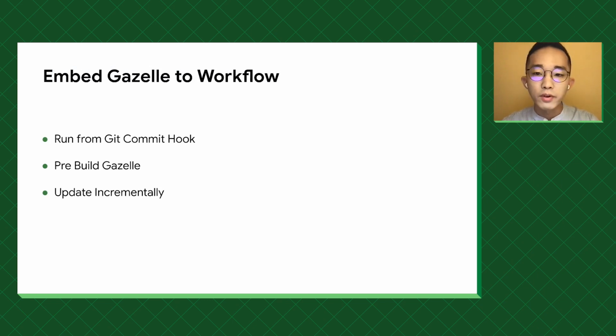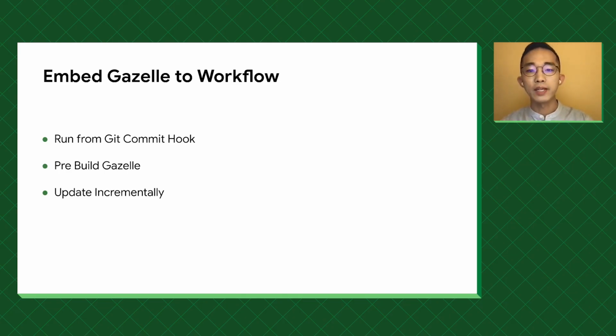Instead of changing the workflow, we create a small script to run Gazelle from a git commit hook. Also, to make it run fast enough, we should pre-build Gazelle in the repository and tune it to perform incremental updates based on the change. With those efforts, no one will ever need to create or update a build file manually.